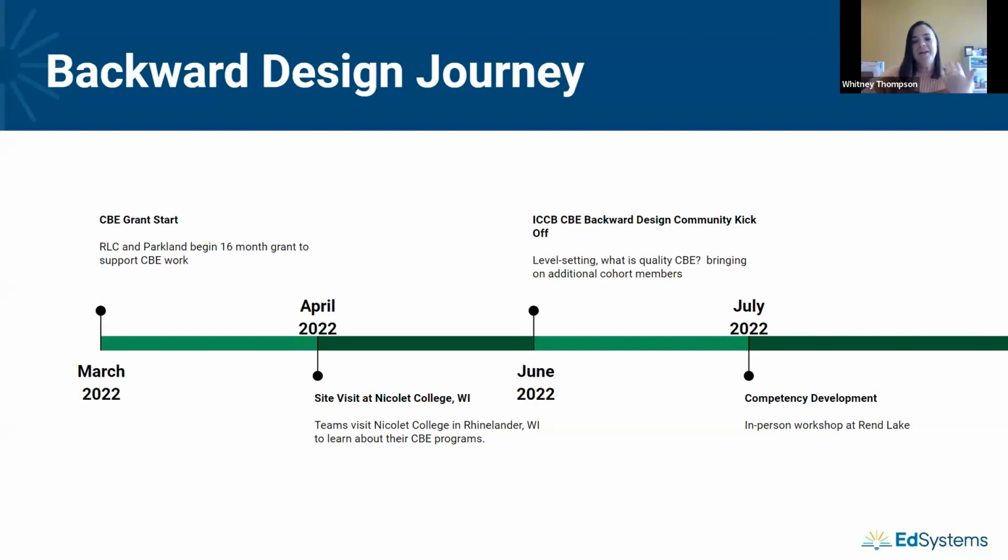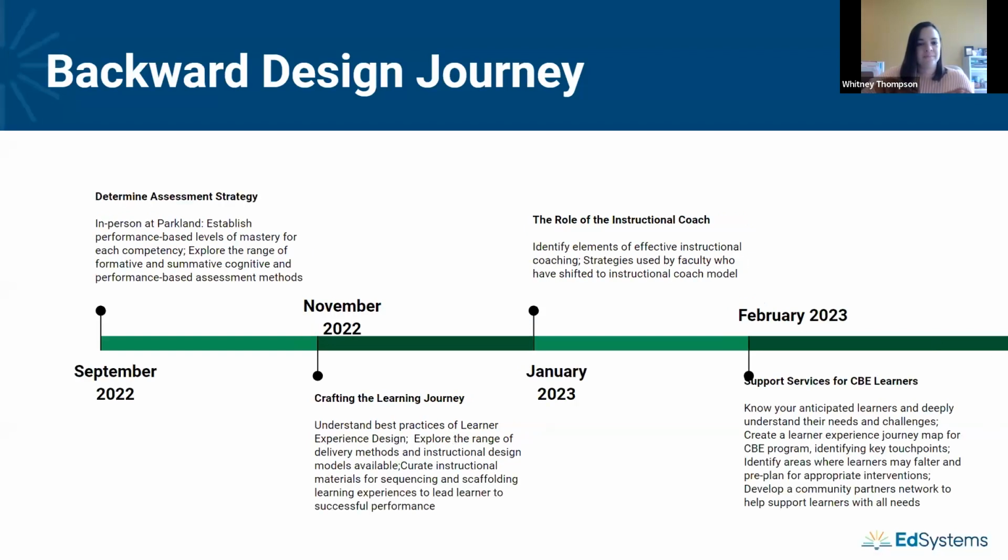So this timeline is really to show you how we moved through the process, but also to show you the amount of work that it took to get us to this point. All right, next slide, please. Again, just a documentation of the work, the learning journeys, learning about the instructional coaches, support services.